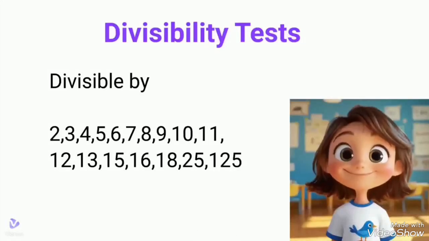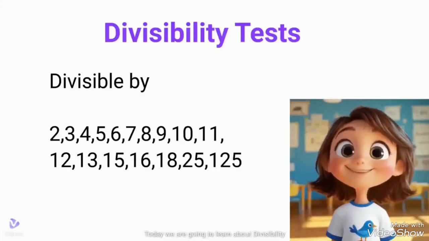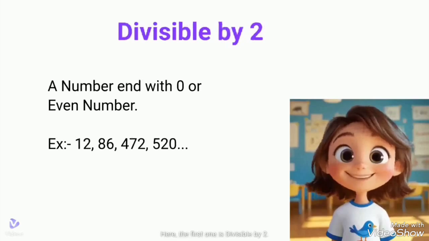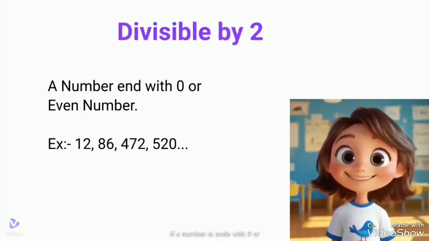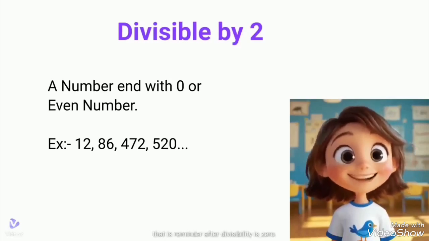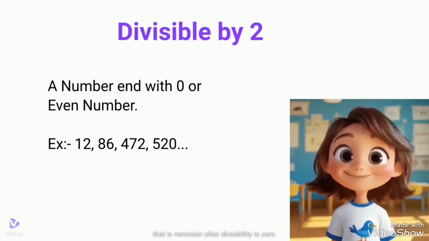Hello friends. Today we are going to learn about divisibility tests, how a number can be easily divided by another number. Here, the first one is divisible by 2. If a number ends with 0 or an even number, then it is divisible by 2. That is, the remainder after division is 0.